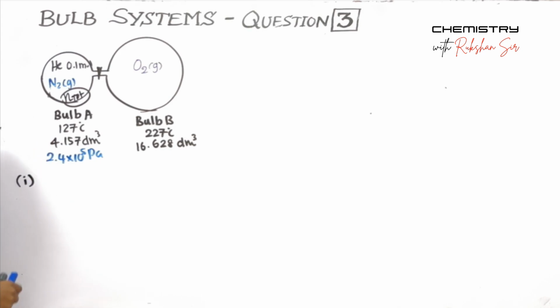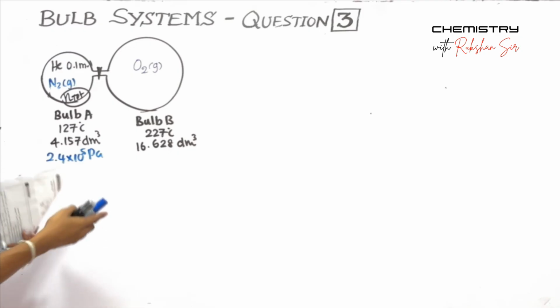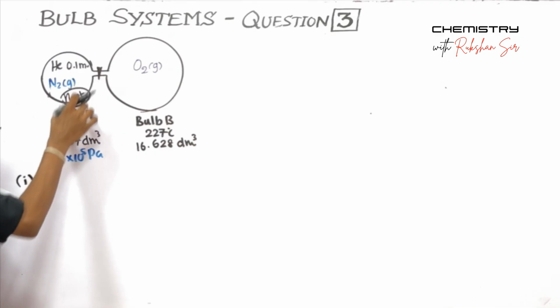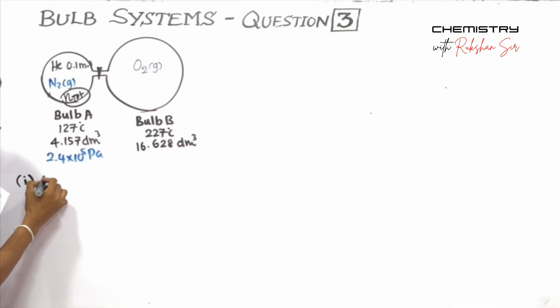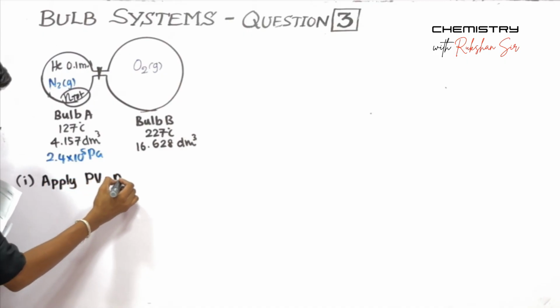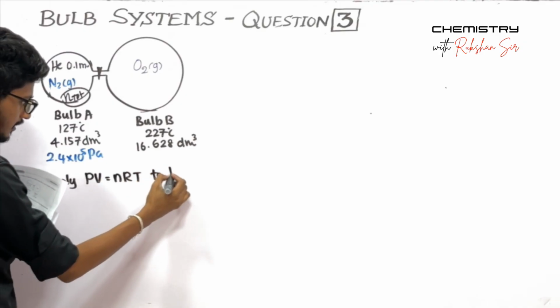So we can apply PV = nRT, which is a four-variable equation, right? So let's come up with that. Applying PV = nRT to bulb A to come up with the total number of moles at bulb A, right? Apply PV = nRT to bulb A.